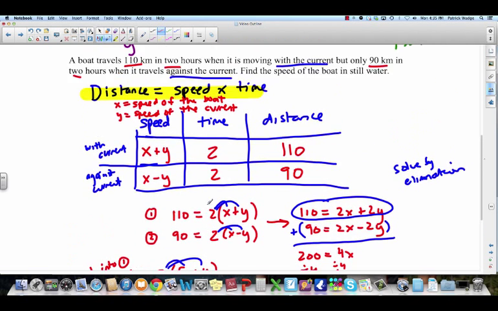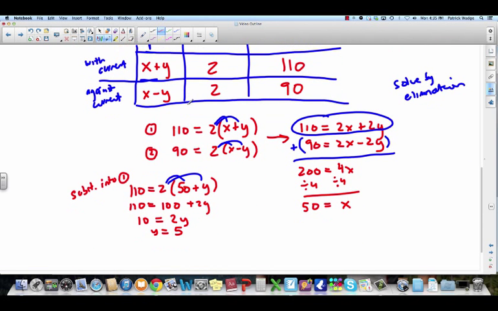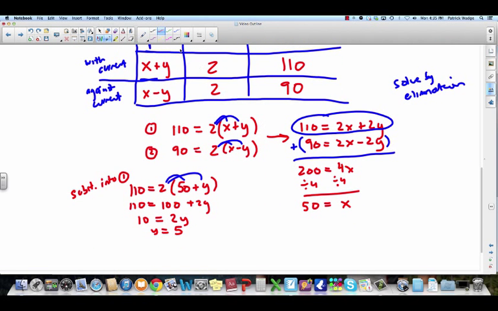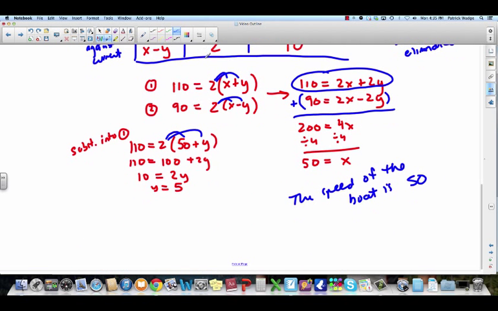Last thing I need to do is answer the question. So what's the question? The question is, find the speed of the boat in still water. All you need to know is what the speed of the boat is. Well, the speed of the boat is x, so all you have to do is look what x is. Here it is right here. X is 50. So the speed of the boat is 50. 50 what? If you just put 50, that's not good enough. It's 50, what are we talking about here? Kilometers per hour. So it's 50 kilometers an hour.